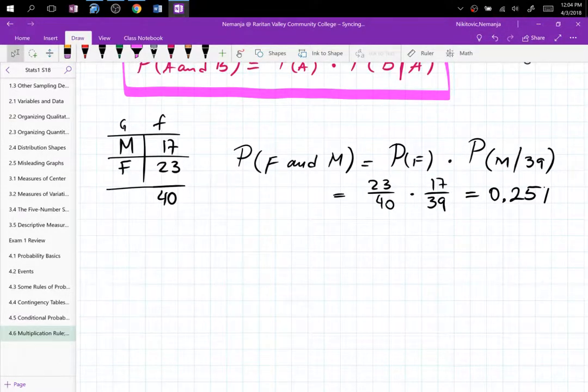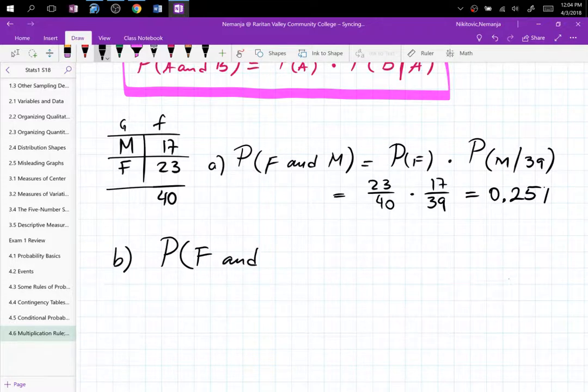All right, so that was A. Let's practice more. Part B. What is the probability of picking a female and another female? Again, without replacement. So you pick a female, kick that person out. We have the rest too. So, pick female and female.